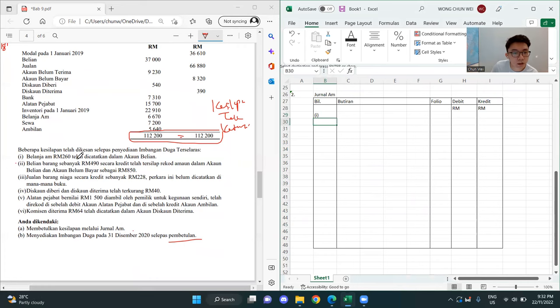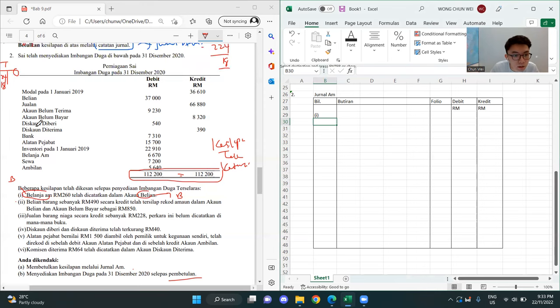So, belanja am 260 telah dicatatkan dalam akaun belian. So, this is a belanja. Belian is also a belanja. So, this is a kesilapan apa? Not prinsip. This is a kesilapan commission because they ada klasifikasi yang sama. Kerana? So, how do you record? 260 telah dicatatkan dalam akaun belian. So, the 260 I have to take out from the belian and put it into belanja am.